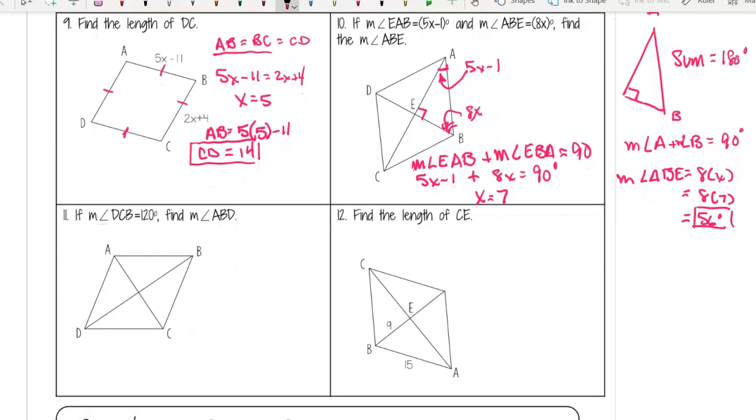11. The measure of angle DCB equals 120 degrees. The measure of angle ABD is what we're trying to find. So we have to think about this. What do we know about angles? The angles are bisected. We also know, because it's also a parallelogram, that consecutive angles add to be 180.